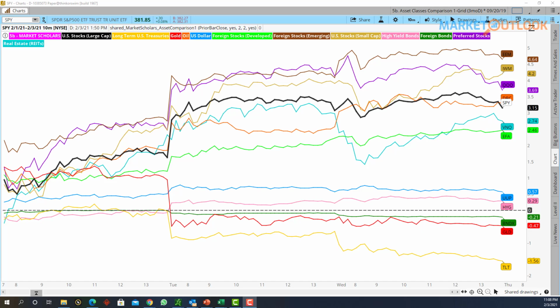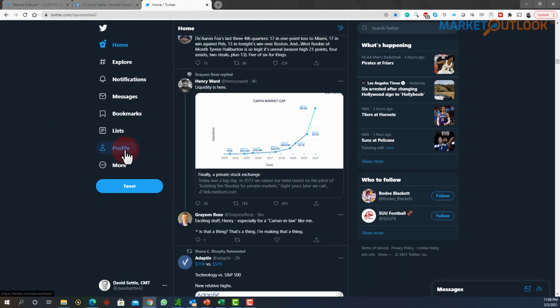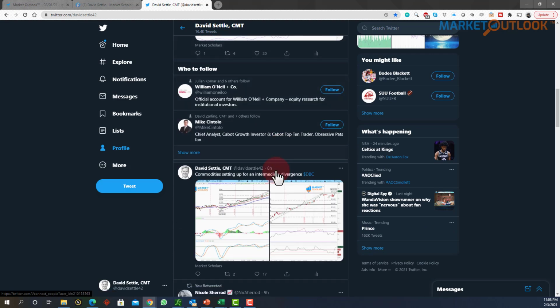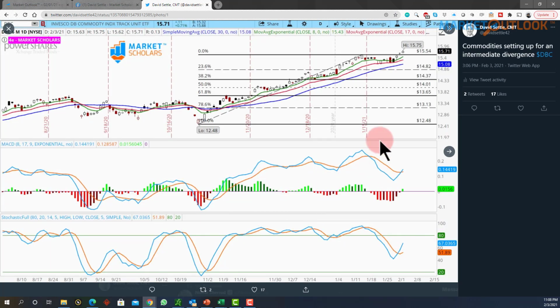And if you take a look at the dollar index, and I tweeted this out for those who follow me here on Twitter. There we go. I tweeted this out earlier today. Commodity prices are setting up for a divergence.